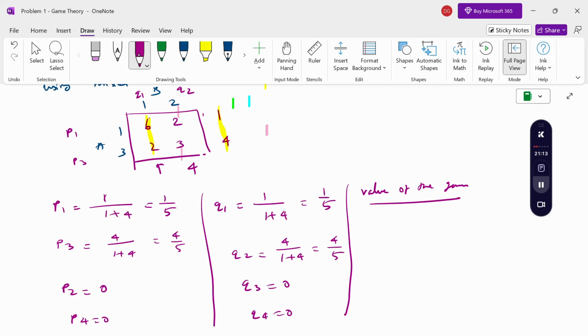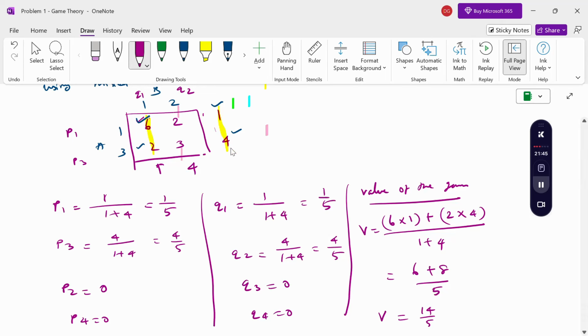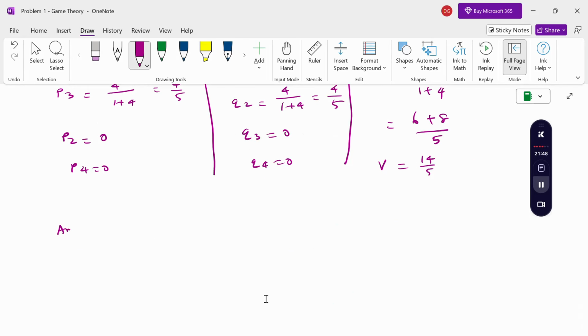Therefore the value of the game is calculated as 6 into 1 plus 2 into 4, divided by 1 plus 4. So 6 into 1 is 6, 2 into 4 is 8, total 14, divided by 5. So 14 by 5.